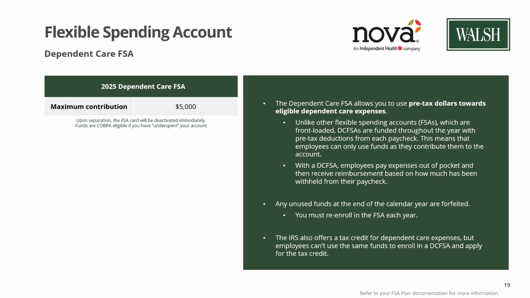The other flexible spending account you have is a dependent care FSA. For 2025, the maximum contribution here is $5,000. This is again a use-it-or-lose-it account. There is no rollover. So if you enroll in this, you do need to make sure that you're going to be using these dollars for eligible dependent care expenses.